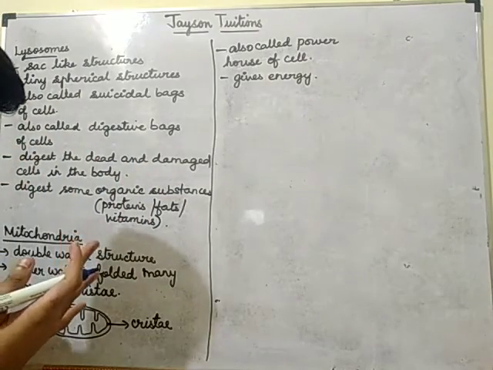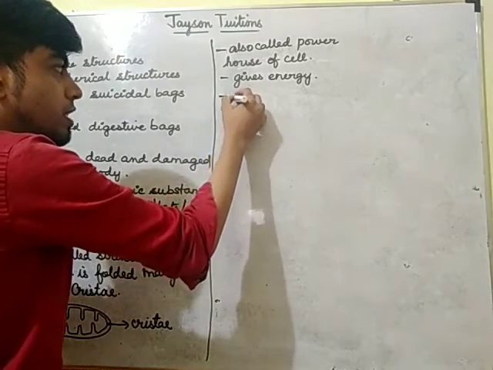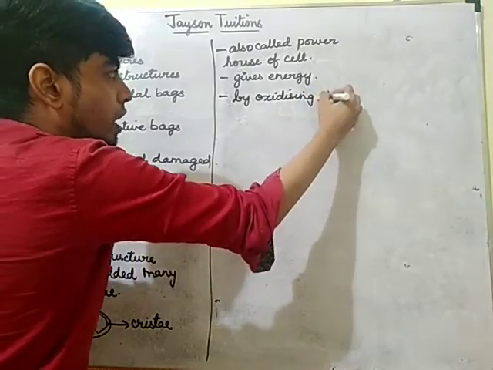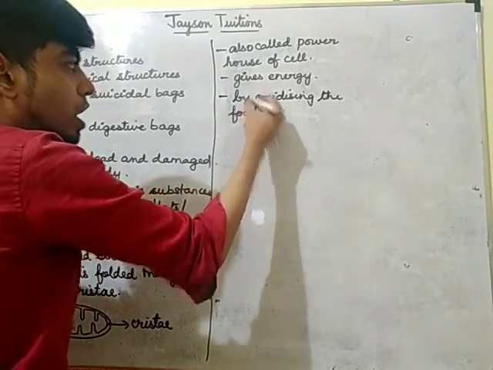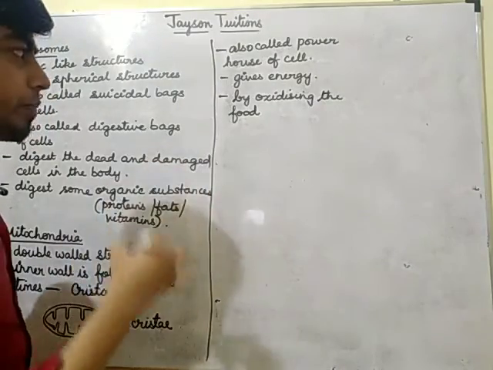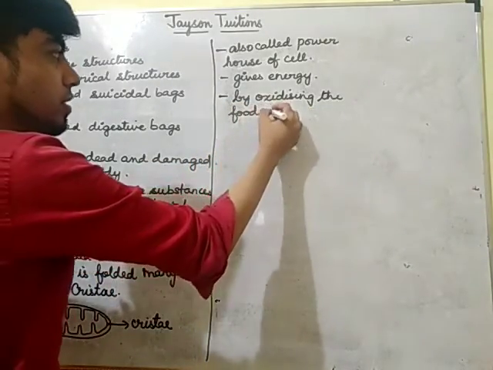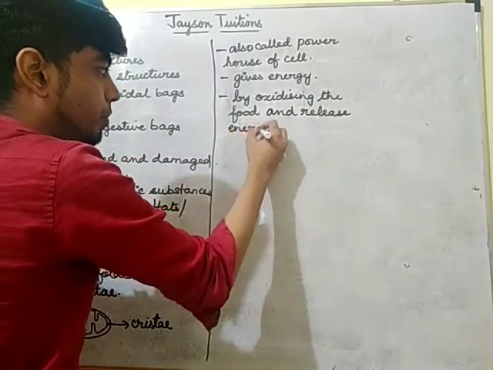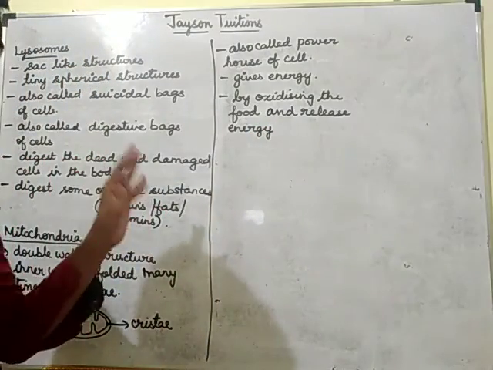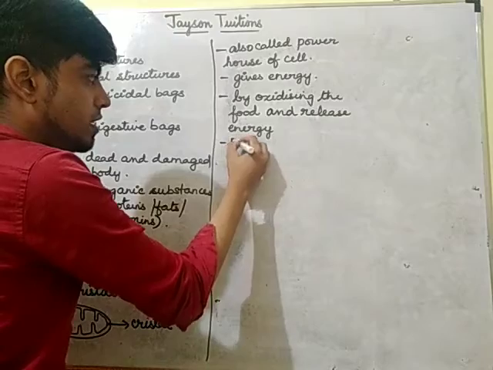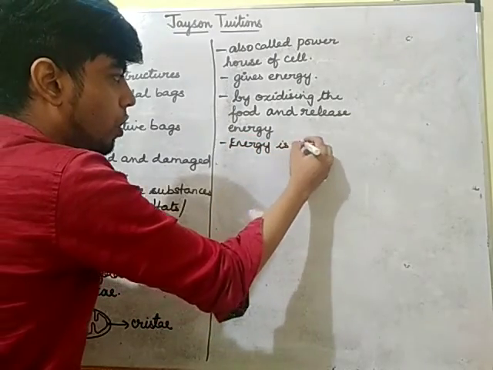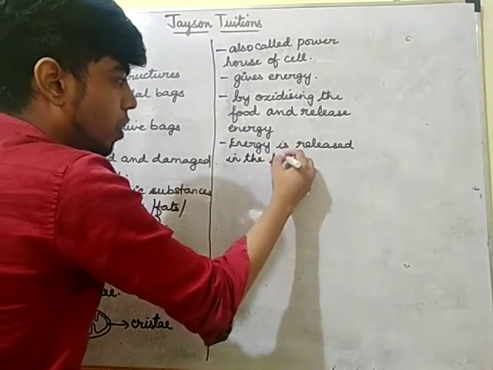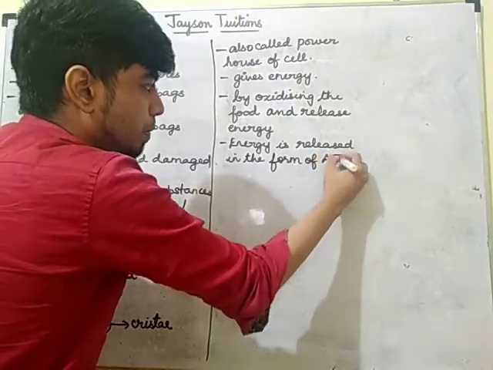So how will it give energy? It will give energy by oxidizing the food. It will oxidize the food and it will release energy. The energy is released in the form of ATP.